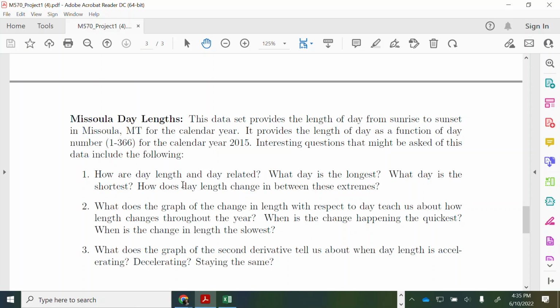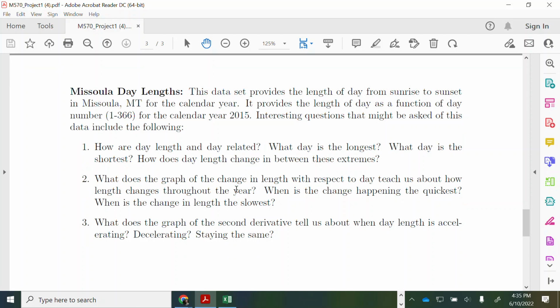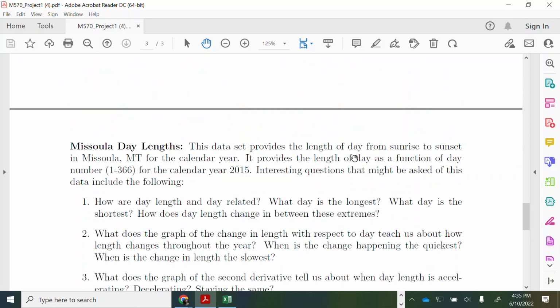And what does the graph of the second derivative tell us about when day length is accelerating, decelerating, or staying the same? I don't know if you've noticed this, but there are periods of the year when it just seems like the days are getting longer so quickly. And there are other days when it just seems like, and for me this is always in the winter, there's so much darkness and very little light, and it seems like the length of day is just not changing at all. So that might be an interesting question for you to analyze if that's a curiosity for you.